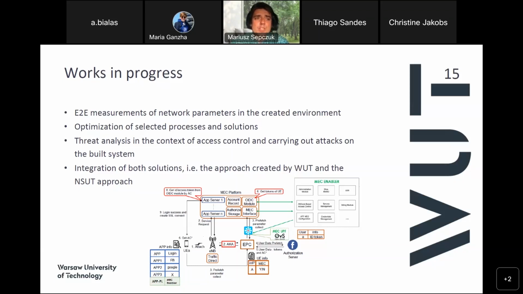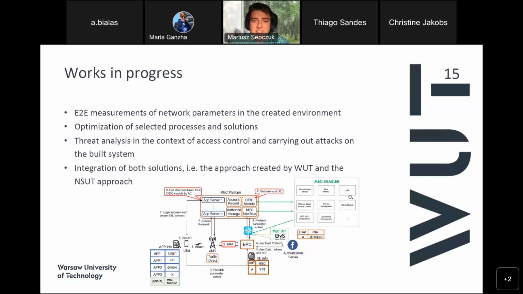Moreover, we consider the optimization of selected processes and solutions. And what is even more important, because here we focus on the security aspect of access control, we should create some threat analysis in the context of access control and decide which of these threats are mitigated by our approach. And our final goal is to integrate both solutions, the solution created by the Warsaw University of Technology and the Taiwanese approach. A very basic scheme for such integration is presented on the slide.